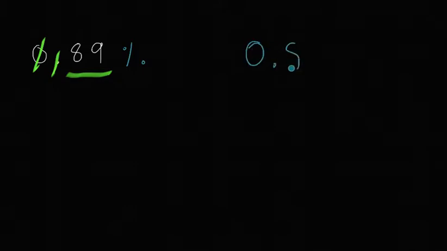We're going to start with 0.89. For this, there is basically an easy method. Cut, and you're left with 89, and then just put the percent. Perfect. So 0.89 is equal to 89%.